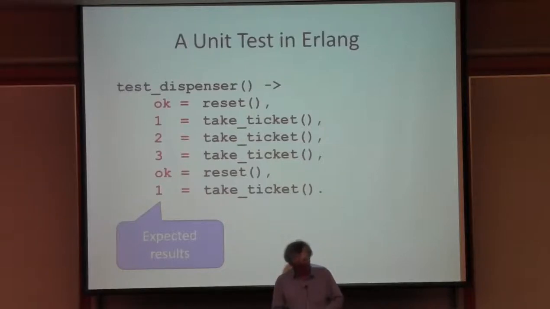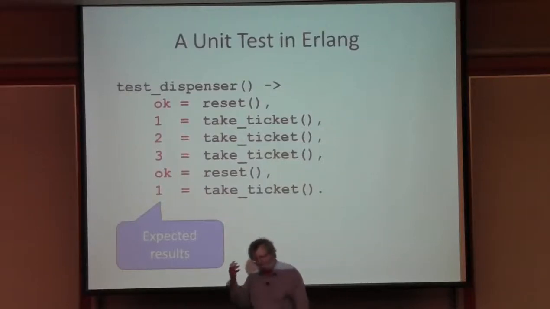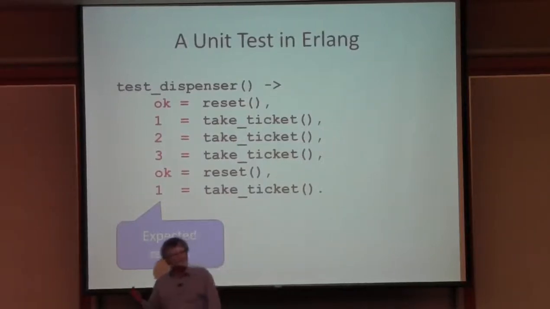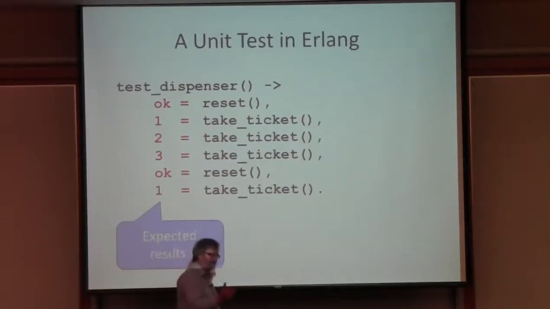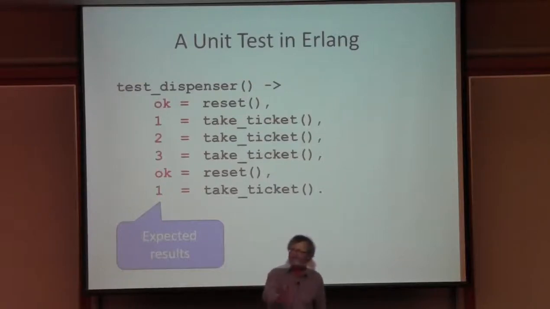But wait a minute. The whole point of a ticket dispenser is to regulate the flow of a concurrent set of customers to one delicatessen counter. So what is the point of running a purely sequential test? This is not the behavior I'm looking for.